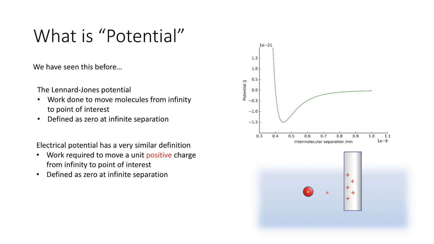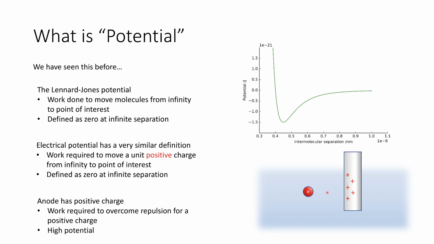And we can plot our Coulombic potential in a very similar way as we have for the Lennard-Jones. The anode has a positive charge, so we need to do work to overcome the repulsion for a positive charge. We need to do work on that positive charge to bring it close. Therefore, we have that high potential. We run into a few conceptual issues, however.